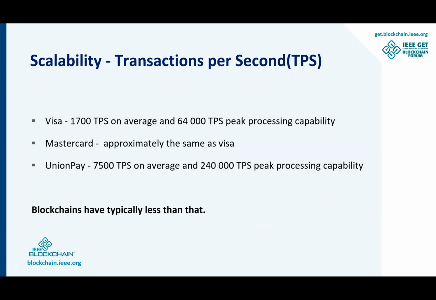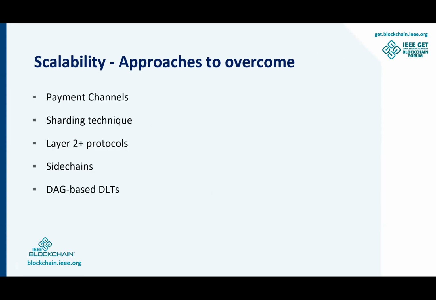On the screen, you can see the numbers of the most popular retail payment providers. To reach the level of mass adoption, distributed ledger technologies must achieve a comparable level of throughput. Blockchains typically have less than that. There are multiple ways to address the scalability issue. Among them are payment channels, sharding techniques, layer 2 solutions, and sidechains. We will not go into the details of these techniques and will discuss DAG-based protocols in more detail.